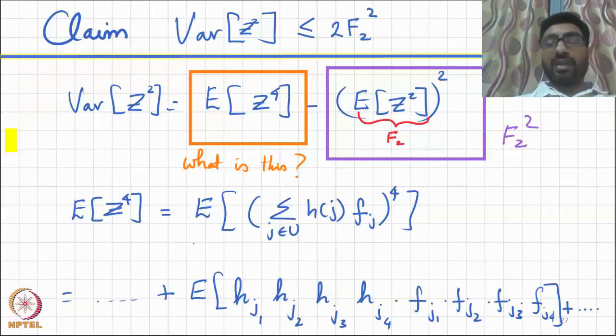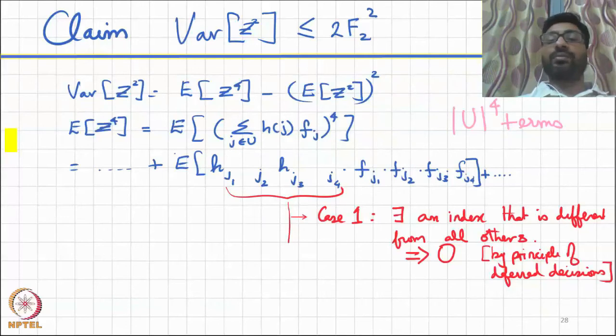And if we have the patience to expand this out, we're going to get a long series of terms. In particular, we're going to get some cardinality of u raised to the power 4 terms. So that's pretty long and boring in some sense, but let's see if there's some pattern that emerges. The terms can have one of two forms. Notice that these terms are of the form h_j1, h_j2, h_j3, h_j4 times f_j1, f_j2, f_j3, f_j4, and these indices j1, j2, j3, and j4 can take on any value from u cross u cross u cross u.